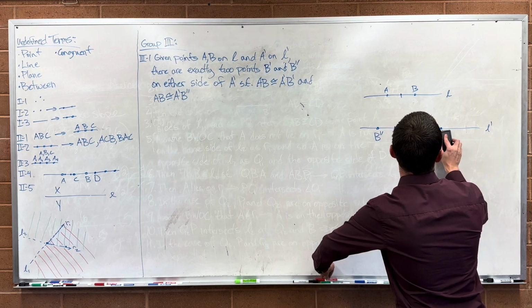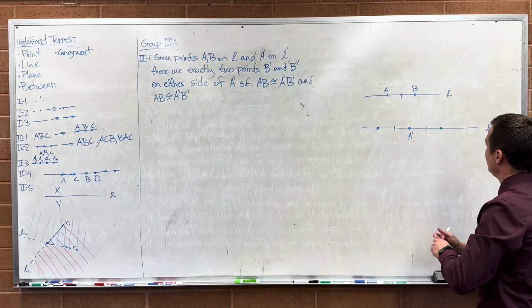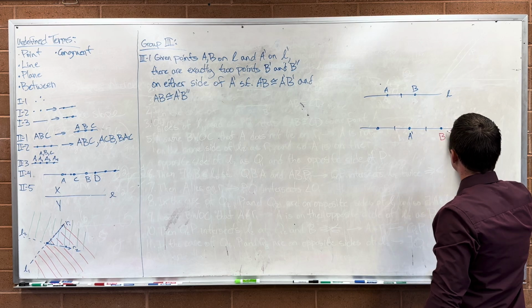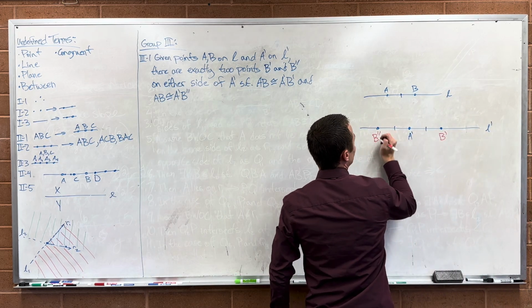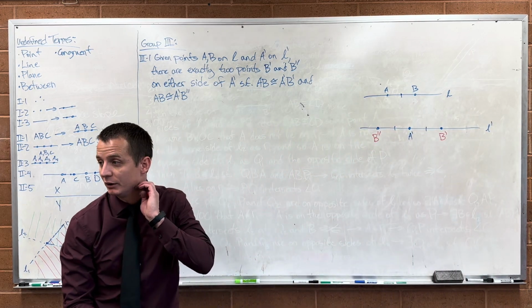So what was our given information that we started with? We start with A, B, and A prime. Then we're guaranteed we can find B prime and B double prime, such that they're equidistant from A prime.